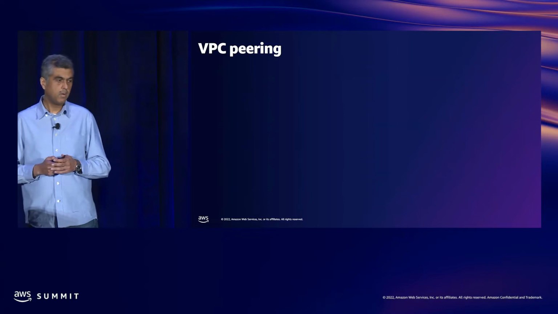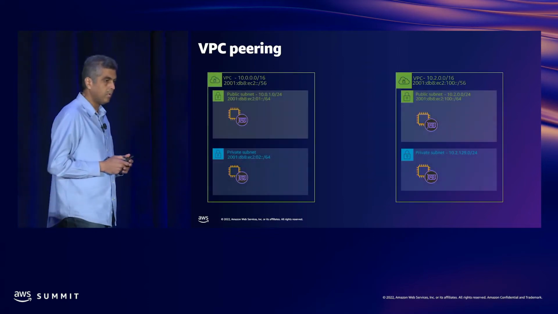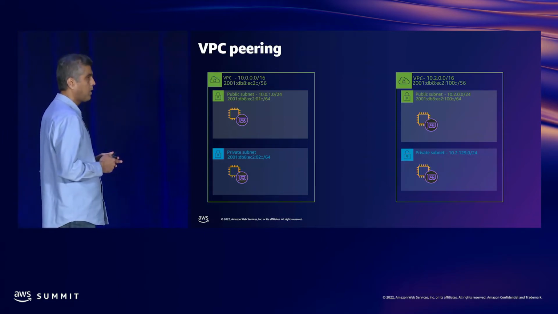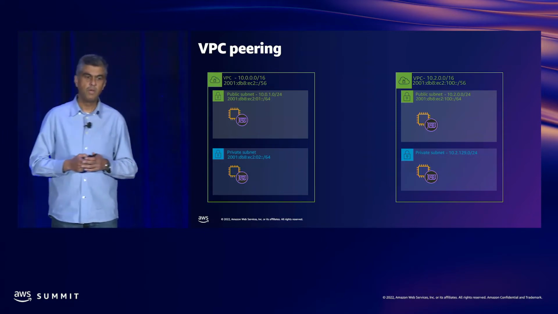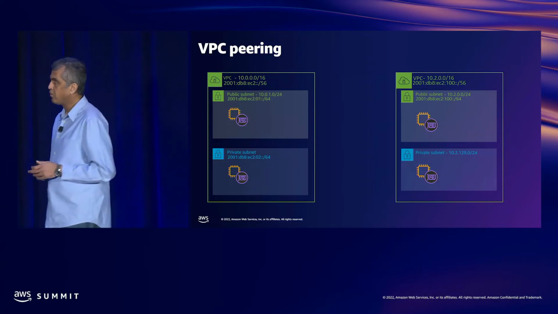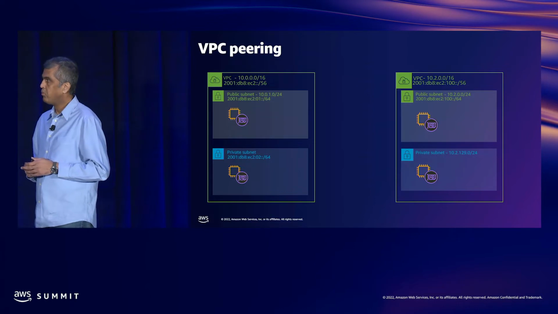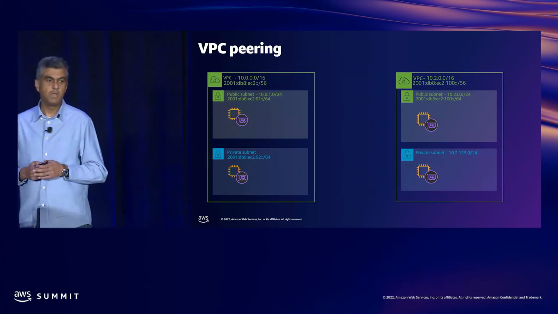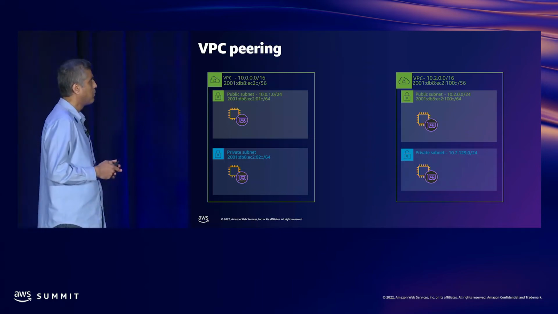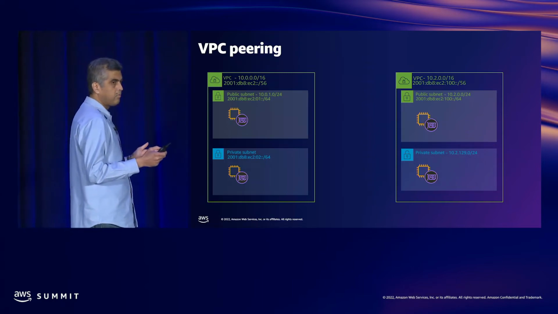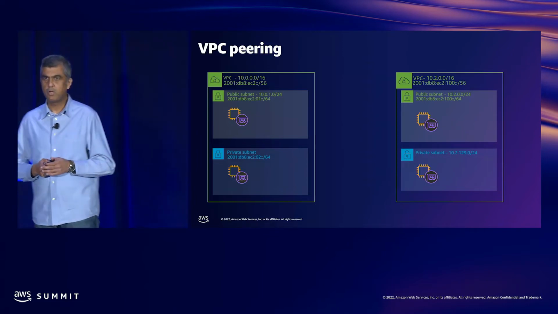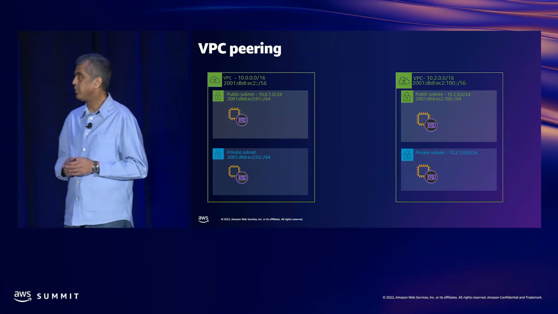For that, we have a construct called VPC peering. What VPC peering allows you to do is to establish private connectivity using private IP addresses between your VPCs and resources. The resources inside your VPC are able to talk to each other as if they were in the same network. In this example, we have two VPCs with both IPv4 and IPv6 addresses. You can VPC peer within the same account, across accounts, and even across regions.